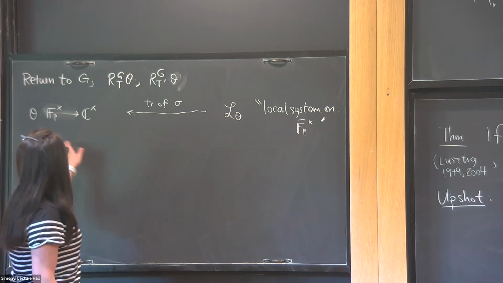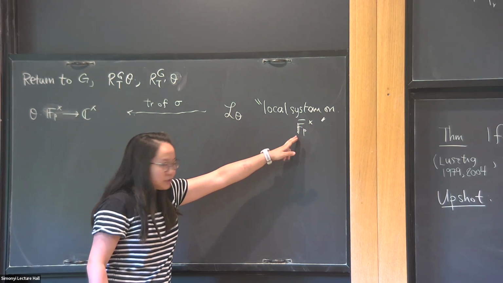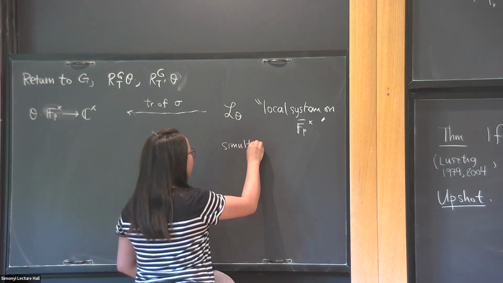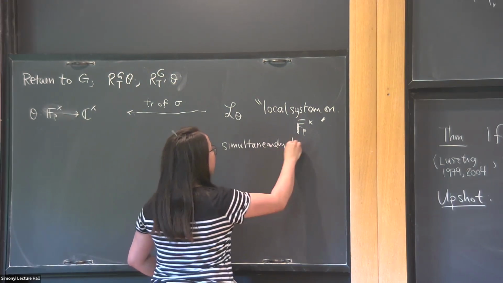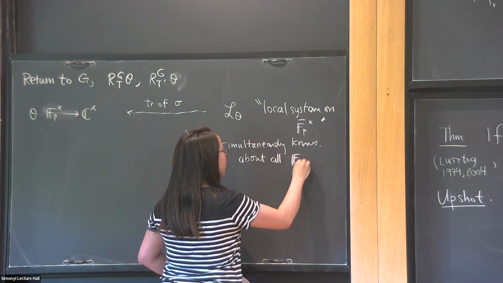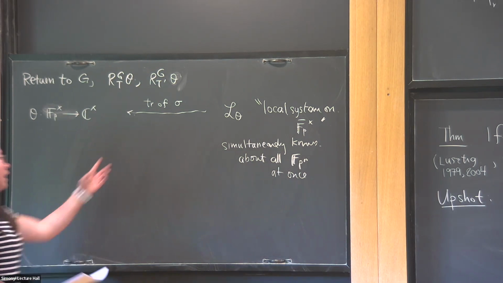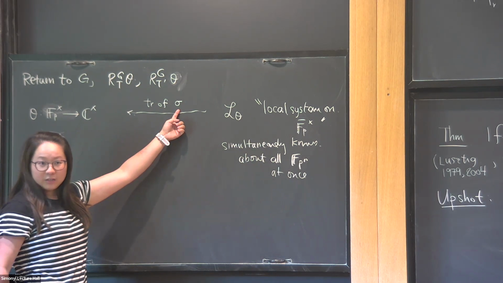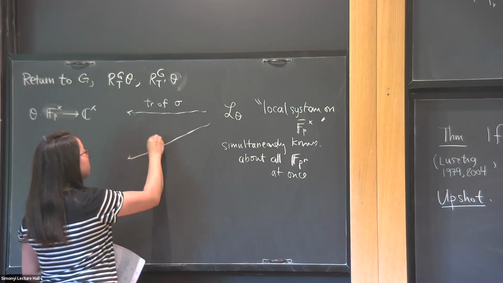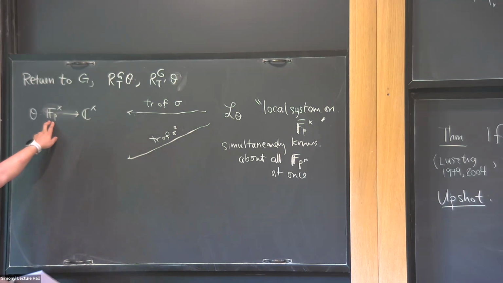But the thing is, this thing also knows about all the extensions of FP as well. So this simultaneously knows about all FP to the n at once. And how does it know about it? I'm allowed to take a trace of sigma. Turns out I'm also allowed to take trace of sigma squared. So if I take trace of sigma squared, what happens? I get some FP squared version of this.